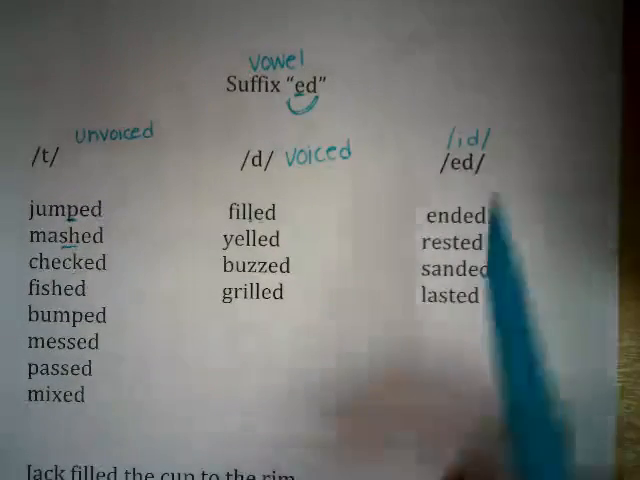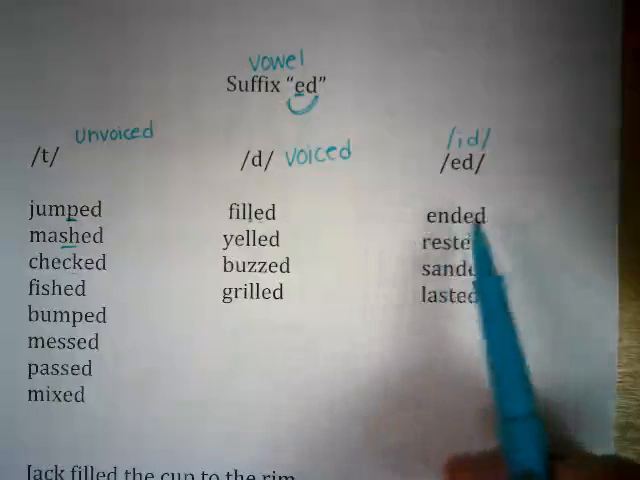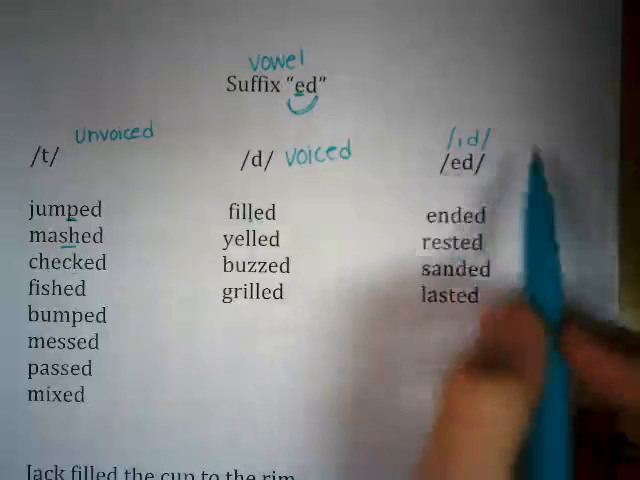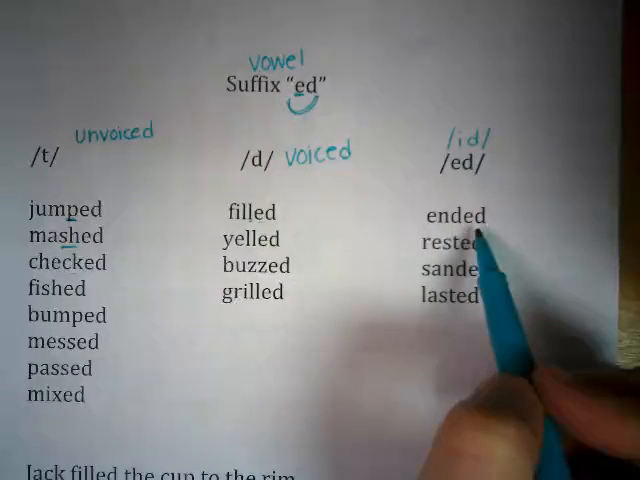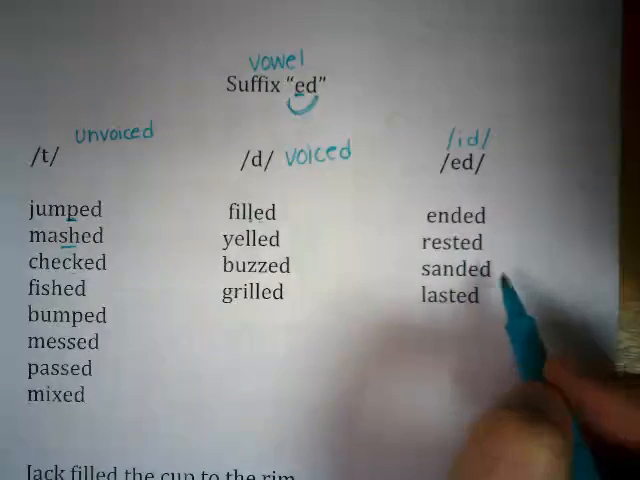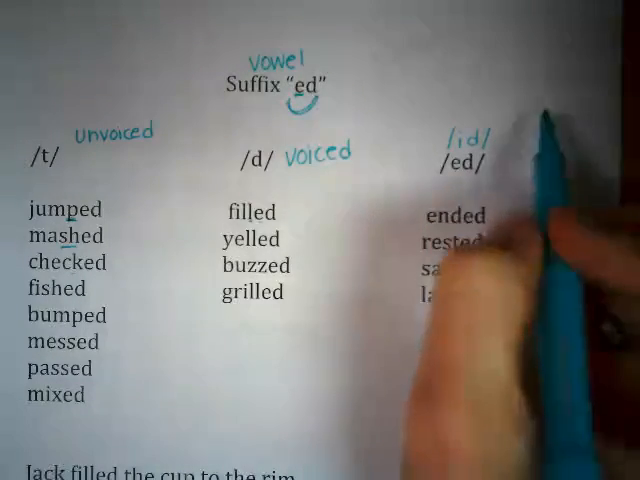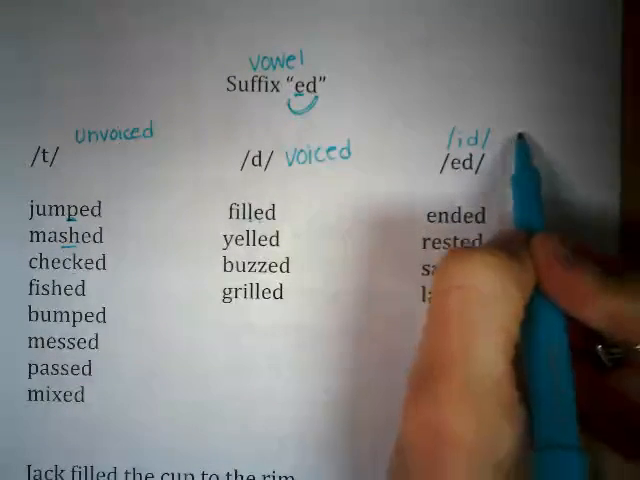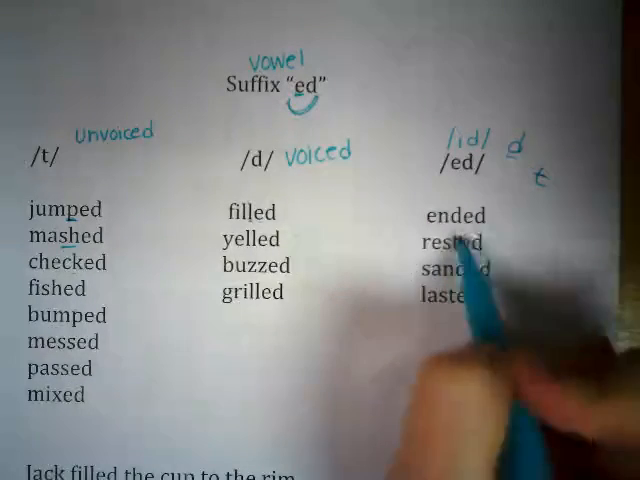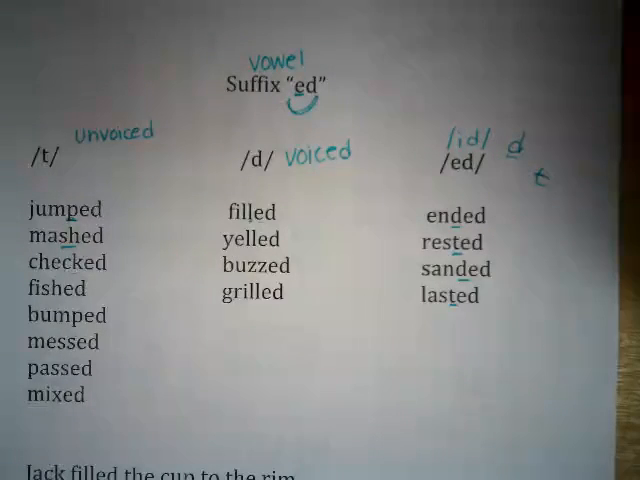And finally, we have id or ed, depending on if we're being lazy or not, to be honest. It's going to say, like, ended, rested, sanded, lasted. And if you'll notice, it's pronounced id or ed after d's or t's, if the word ends with a d or a t. So that affects our words.